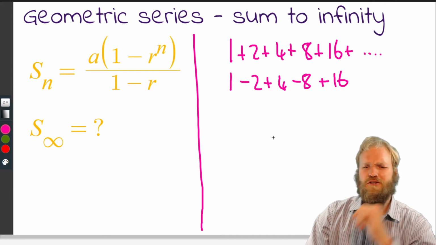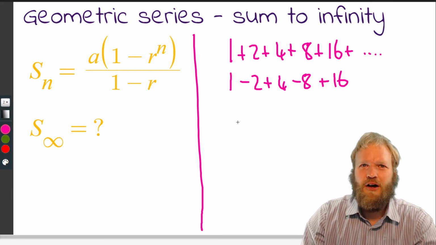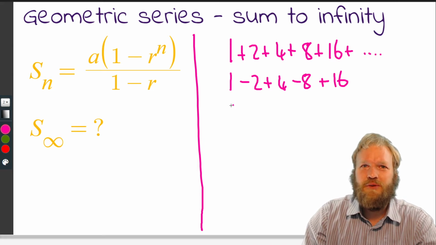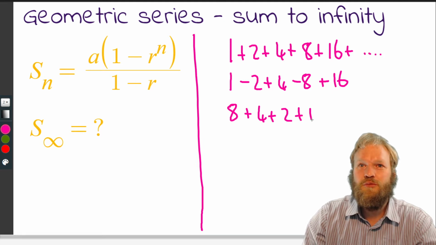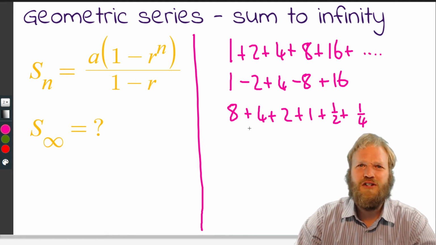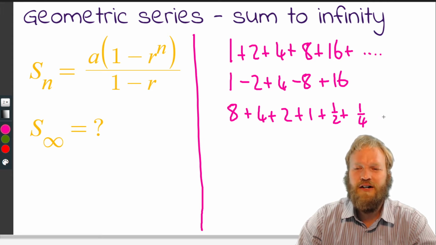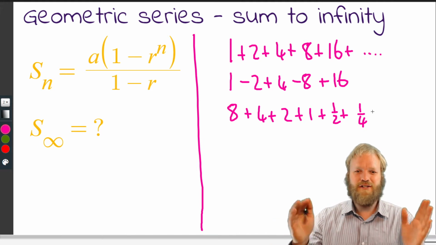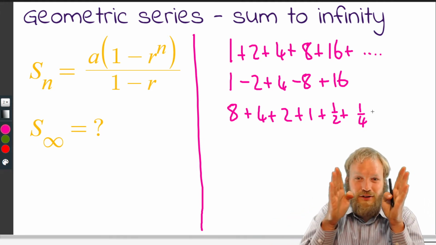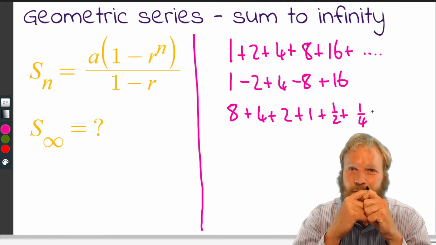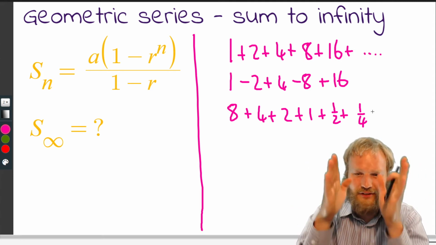But wait, let's try something that might work a bit better. What happens if we had a sequence that went 8 plus 4 plus 2 plus 1 plus a half plus a quarter, so it was halving each time? Well, 8 plus 4 is 12, 12 plus 2 is 14, plus 1 is 15, 15 and a half, 15.75. This one feels like it's getting closer and closer to 16, right?